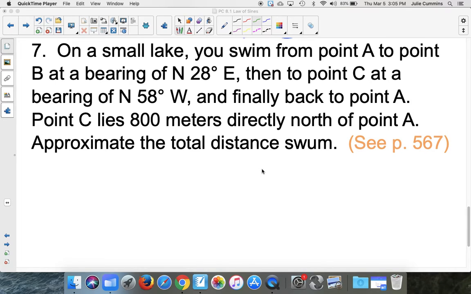All right, we have a word problem here. We're going to have to draw a picture of this; the picture is on page 567 in your book. On a small lake, you swim from point A to point B at a bearing of north 28 degrees east, then to a point C at a bearing of north 58 degrees west, and finally back to point A. C lies 800 meters directly north of point A. Approximate the total distance swum.